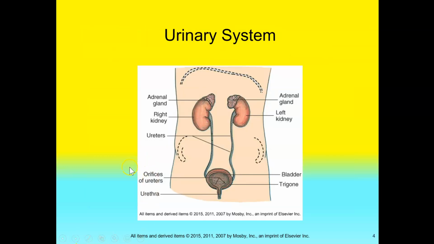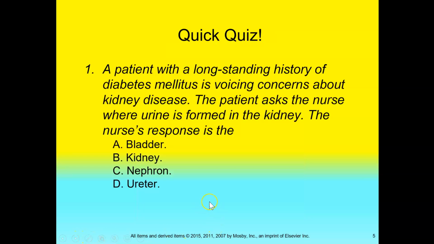Okay, so here, as is in your book, on page 952 in my hardback book, you have a picture of the adrenal gland and the kidneys and the orifices of the urethra and the ureter. It's basically a picture so you can visualize it, because some people need to visualize it in their head. A patient with a long-standing history of diabetes mellitus is voicing concerns about kidney disease. The patient asks the nurse where urine is formed in the kidney. The nurse's response is, of course, the nephron, which is answer C.